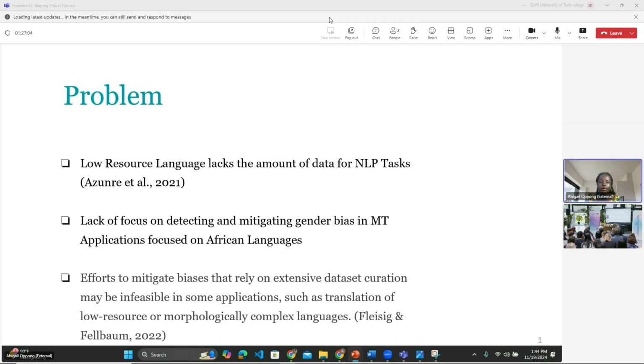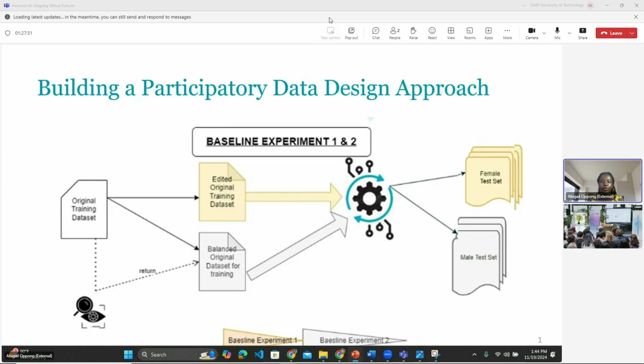Yeah. So one of the problems that I encountered was probably because, for low resource languages, there is a lack of the amount of data to be able to do this machine translation task properly. And also probably a lack of focus on detecting and then mitigating gender bias in machine translation systems, especially for African languages as well.